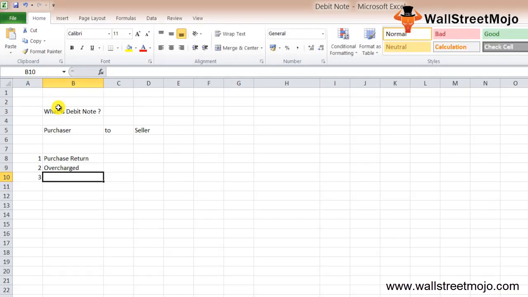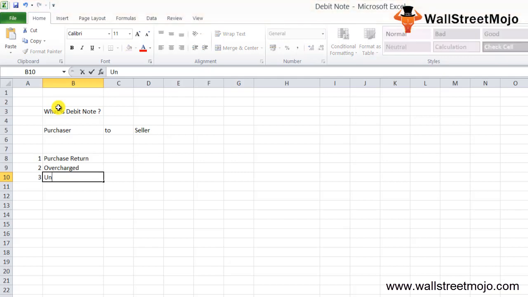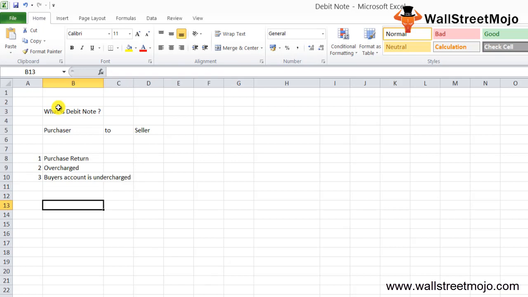The third and last reason for sending the debit note is just the opposite of the above reason. It is when the buyer's account is undercharged. Okay, I'll write over here: the buyer's account is undercharged. Right? Over here, it is overcharged. So in this kind of situation also, the purchaser sends a debit note to the seller. Now, let's learn the accounting part of the debit note.